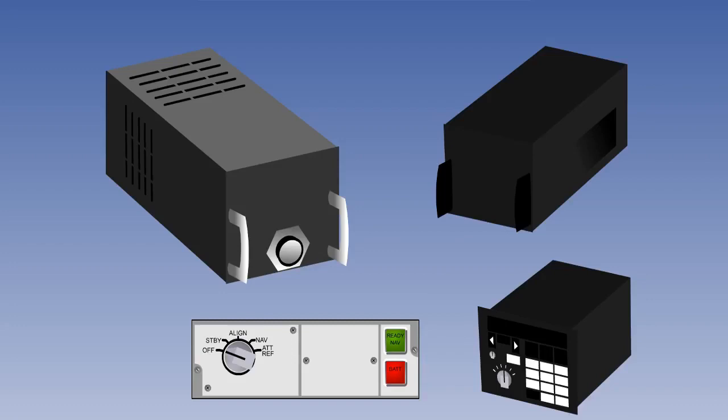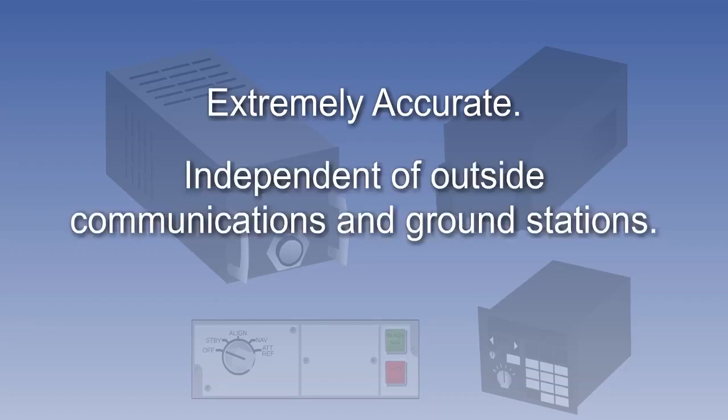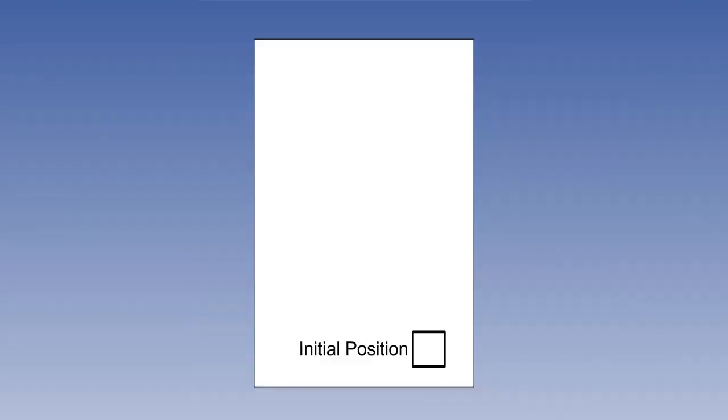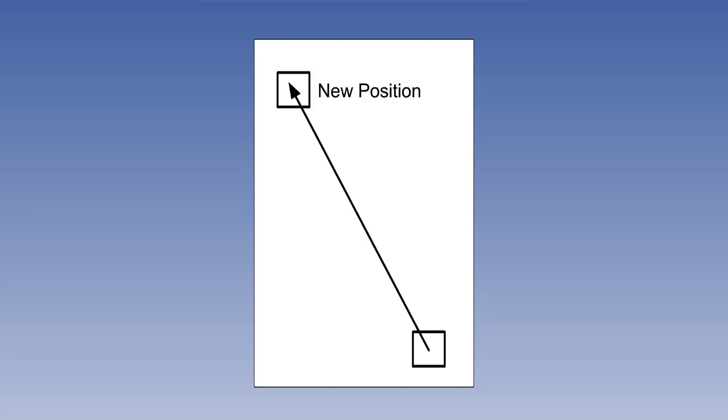INS is a complex and expensive full navigational aid. It is extremely accurate. It is independent of outside communications and ground stations. Consequently, it can operate worldwide. INS uses a sophisticated form of dead reckoning. It starts from a known position. It then measures and processes the accelerations of the aircraft. These accelerations give accurate data on speed and change of direction to determine a new position.